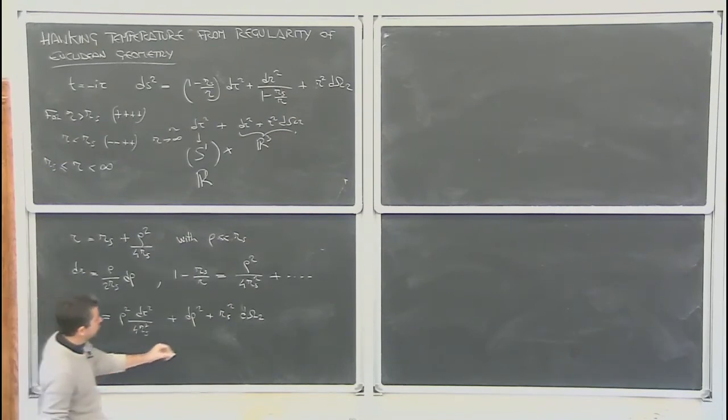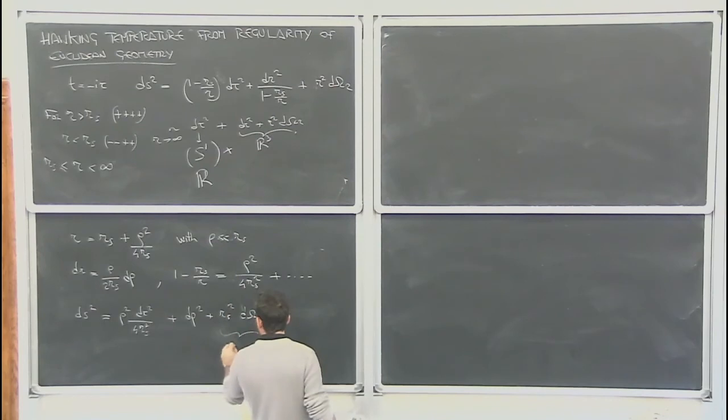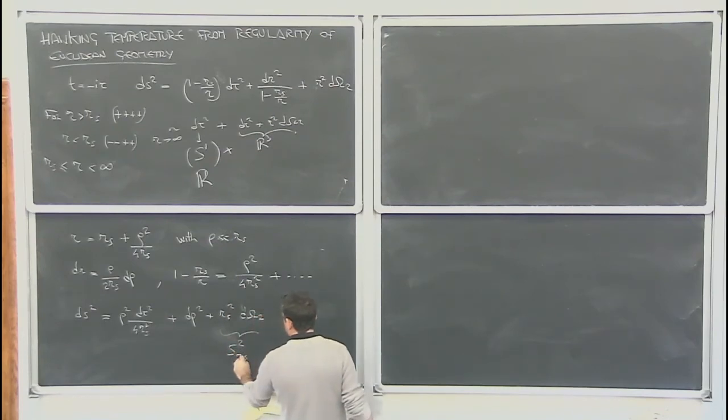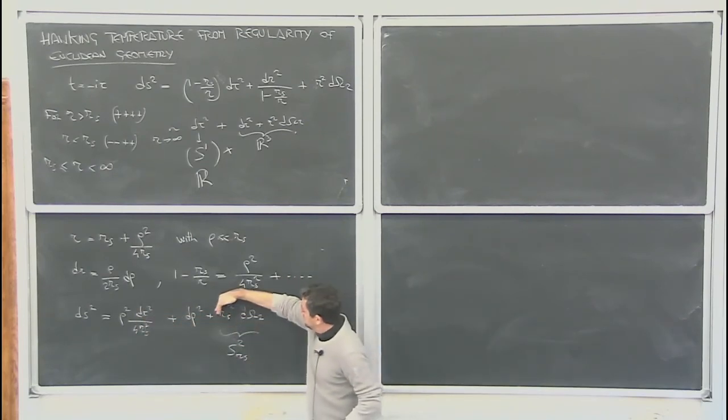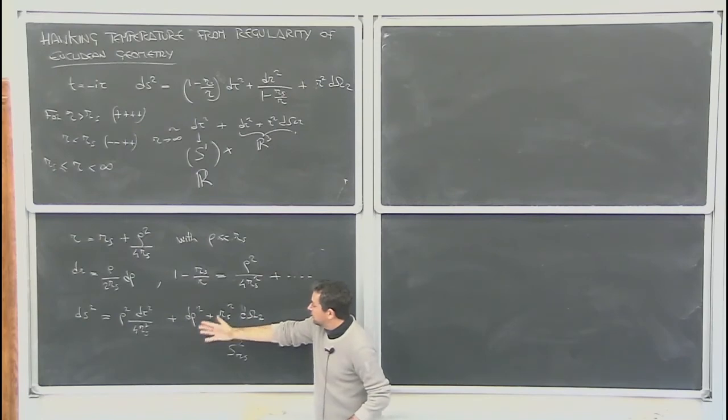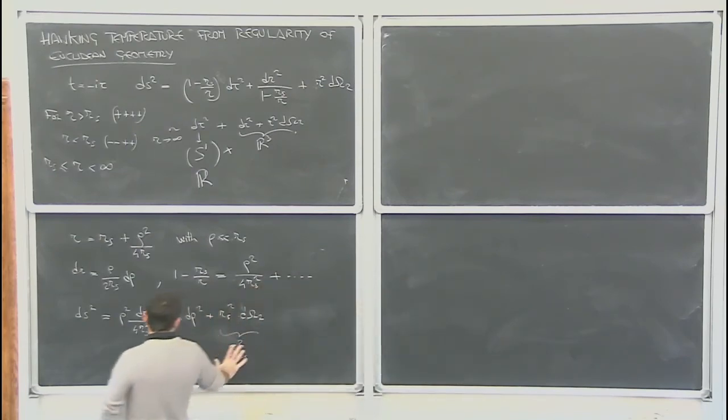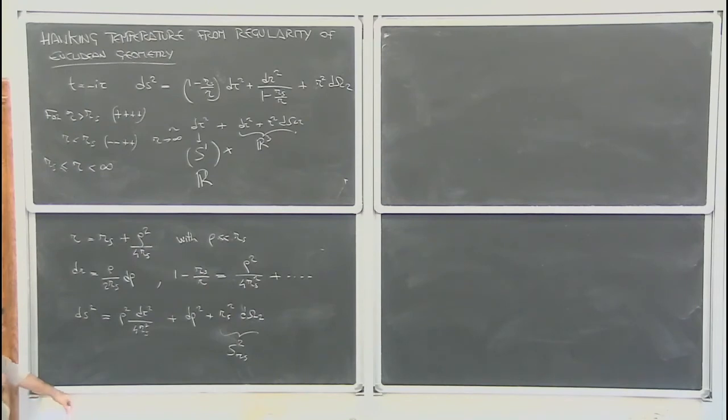What is this metric? This part is just the metric on S2 at radius Rs. This is fixed, and it's a direct product with the rest, independent of the value of tau. So this is there, and we don't touch it. And now we look at the rest. What is this metric? Yes, it's the metric on R2 in polar coordinates.